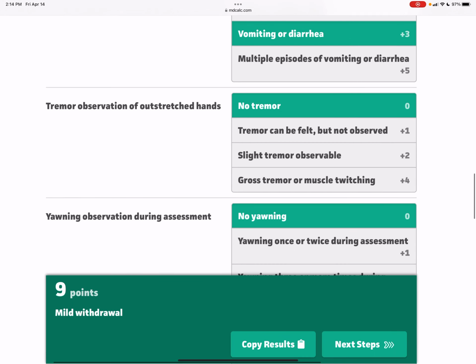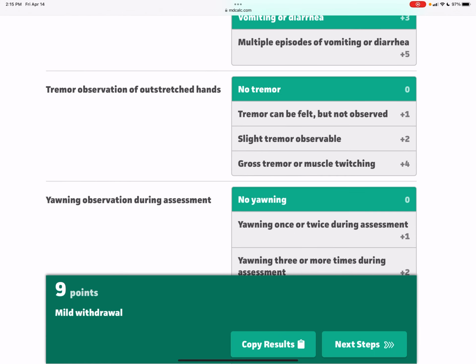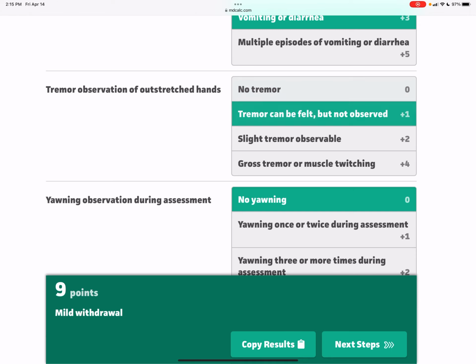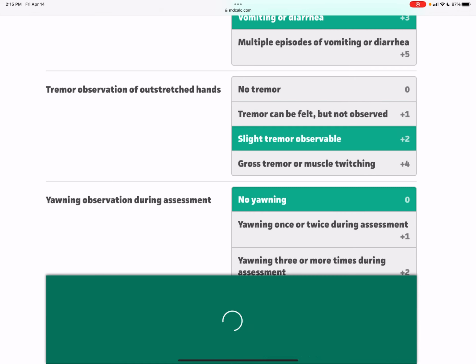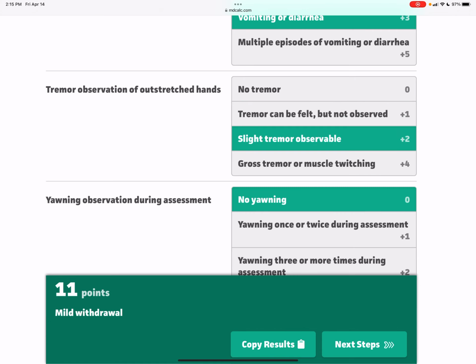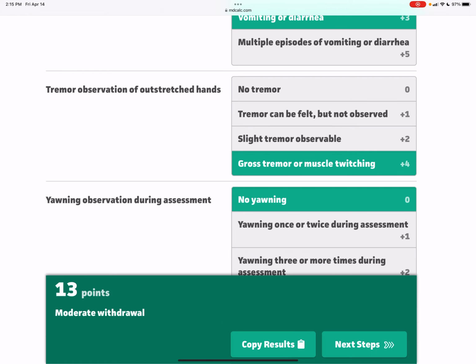And then you can look at tremor. So if I don't see a tremor on the person, they get a 0. But if the person tells me they think they're having a tremor, but I can't see it, then they get a +1. If I can observe that I clearly see you're having a tremor, you get a +2. And if it looks like you have restless leg syndrome, but you're wide awake, that level of tremor, then that would be a +4.